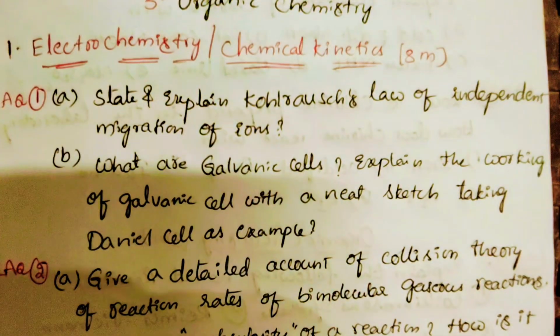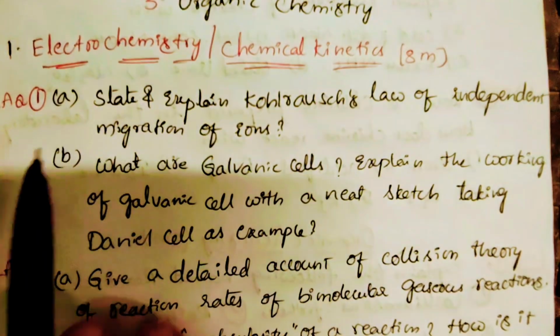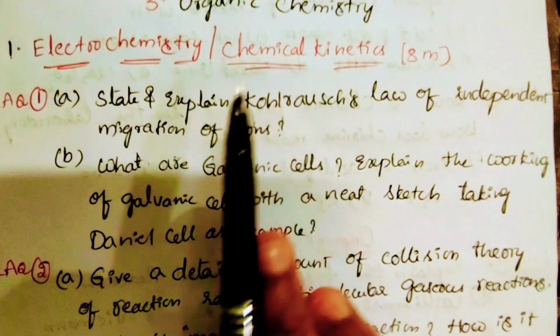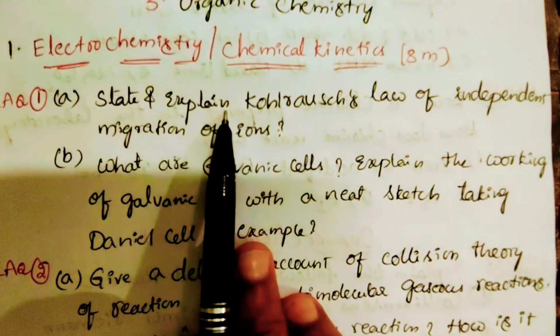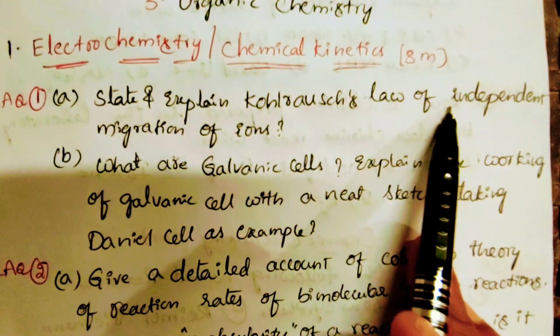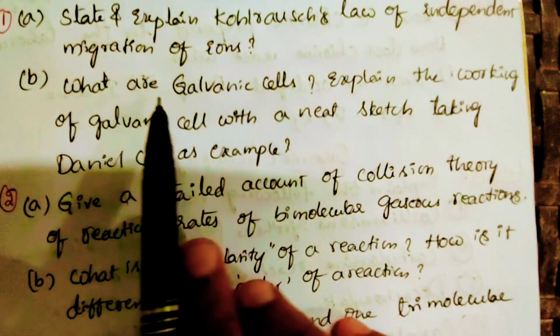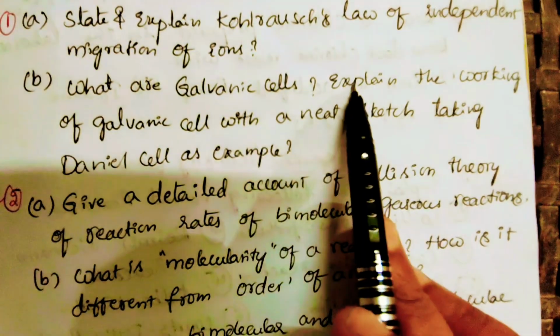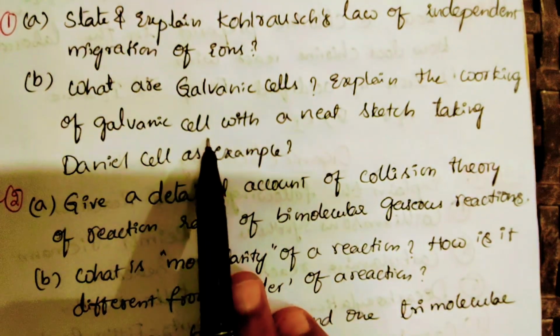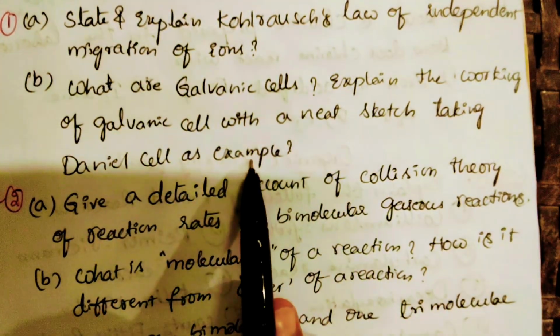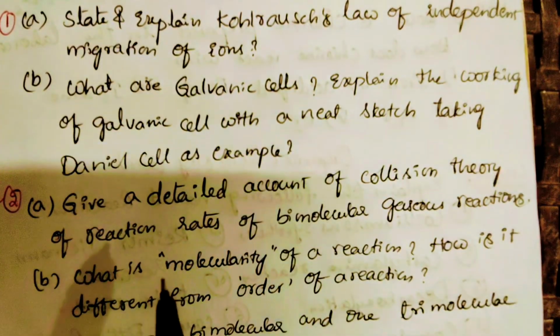What are the important 8 mark questions? What is the first question from electrochemistry or chemical kinetics? State and explain Kohlrausch law of independent migration of ions. Next, what are galvanic cells? Explain the working of a galvanic cell with a neat sketch taking Daniell cell as an example. This is a very, very important 8 mark question.